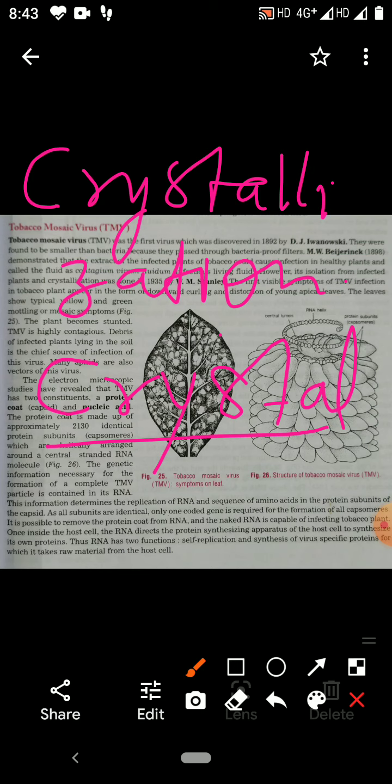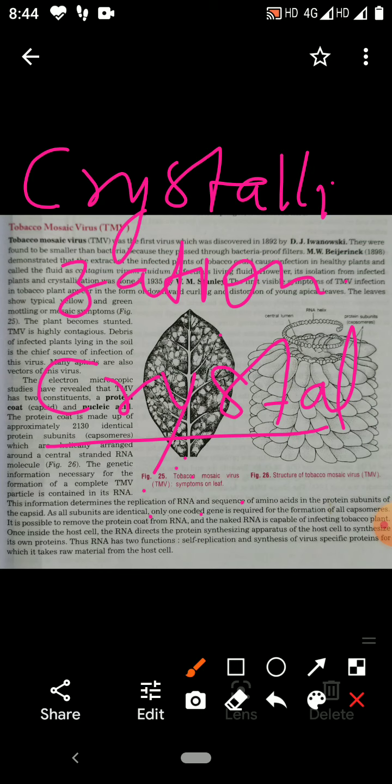When a plant is infected, symptoms of this virus appear on the lower surface of the leaves. The leaves of the plant will show yellow and green mottling or mosaic symptoms. This virus is highly contagious. It will transfer from one plant to another. The debris of infected plants lying in the soil is the main source of infection.